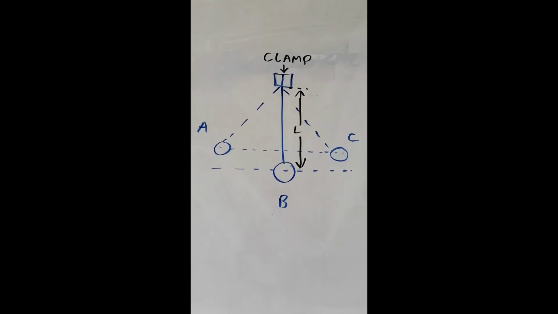To measure one oscillation, it is the motion of the simple pendulum bob from position A to B to C, back to B and back to A. That is called one oscillation.